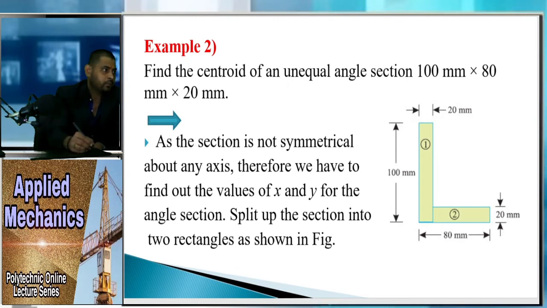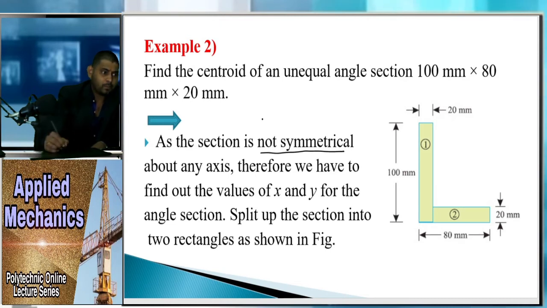So here you are given a figure like this. This figure is given to you. This is the L shape, right? So now here you can see, as the section is not symmetrical, all this section is not symmetrical. Here is the central portion and here is the central portion, right? So this section is not symmetrical, it is not like a mirror image.